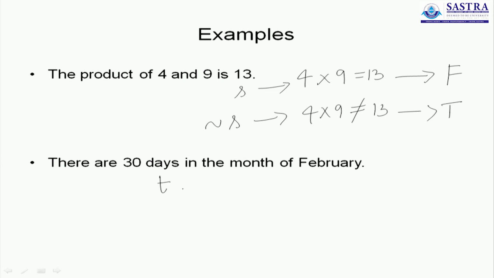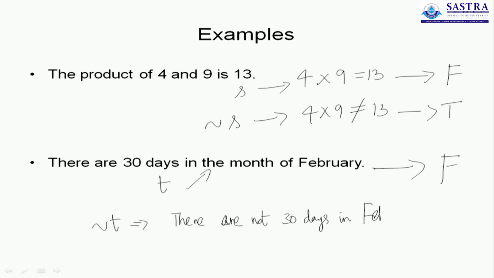The statement says there are 30 days in the month of February. We know that it takes a false value. F is the assigned truth value. So if you call this T, then negated T will be there are not 30 days in February. That we know to be true.